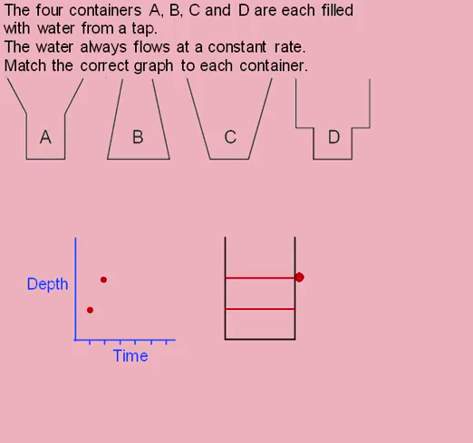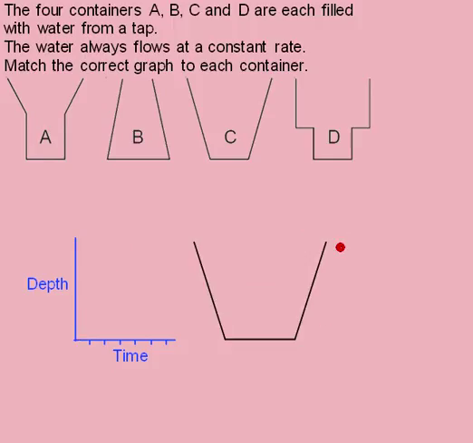After 2 seconds the water level will be here. After double the time, the container has double the depth, and I can plot that here. After 3 seconds, it will look like this, and I can plot that here. Now I can join the points to give me a straight line graph. Because the container has parallel sides, it fills at a constant rate.